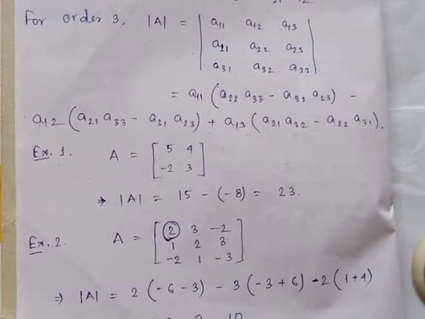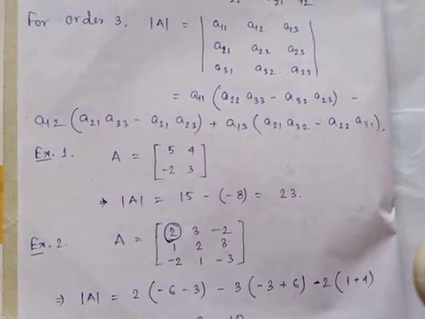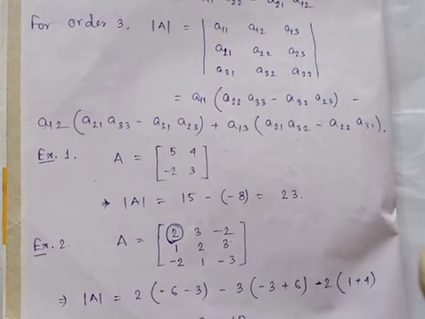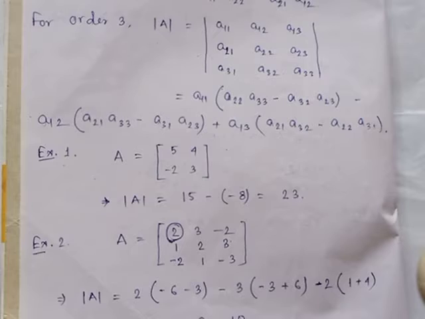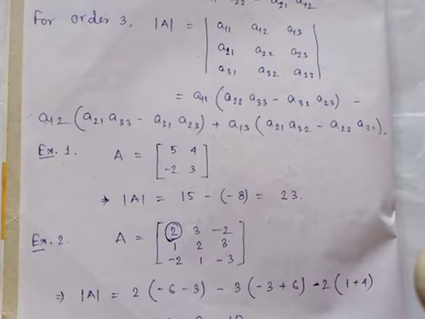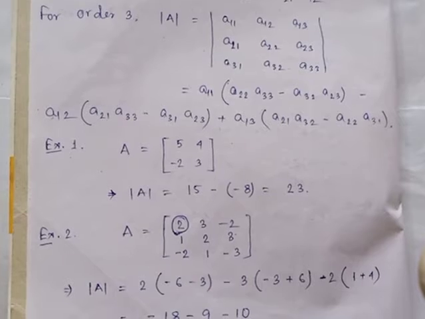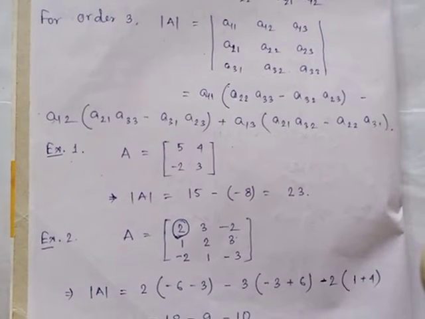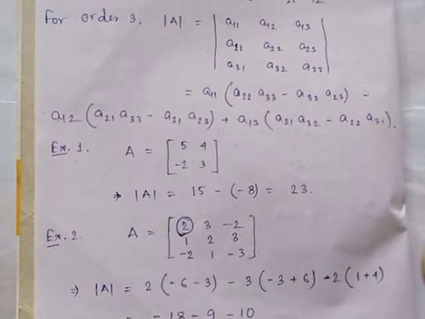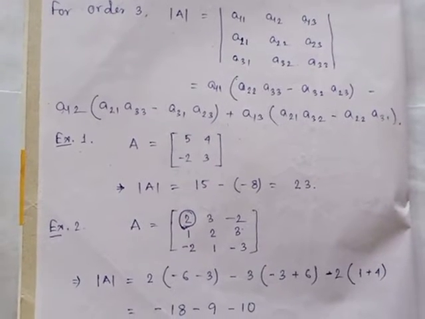Now for the example, A equals the matrix with rows 5, 4 and minus 2, 3. Now det A equals 3 into 5, 15, minus 4 into minus 2, minus minus 8. So 15 plus 8 equals 23, which is not equal to 0. That means when det A equals 0, this is a singular matrix. If det A is not equal to 0, this is a non-singular matrix.